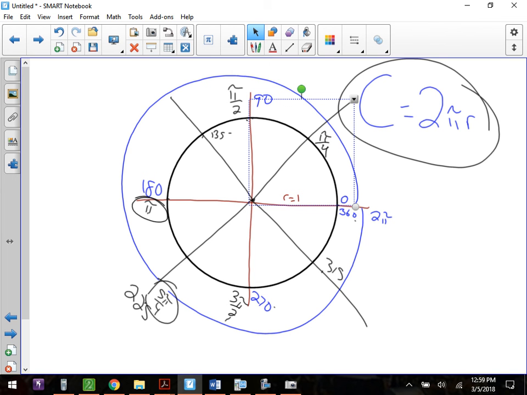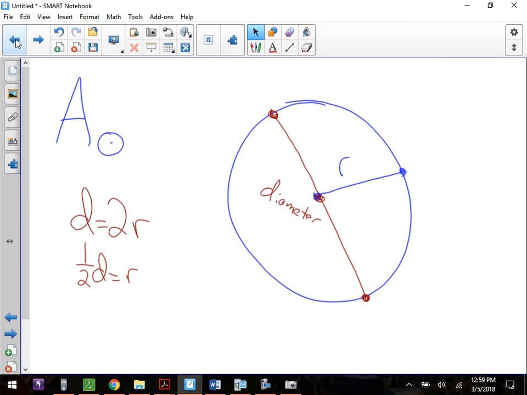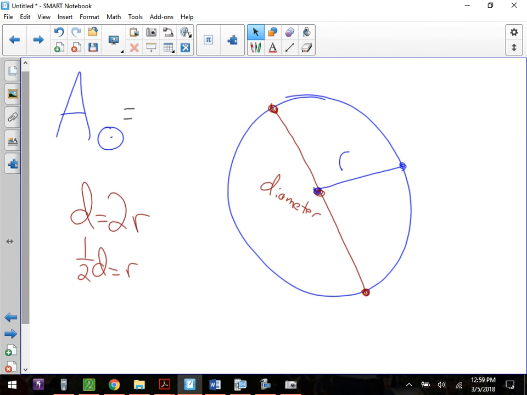Now, when you get to Algebra 2, you'll do this stuff for a month, at least. Trig stuff is huge in Algebra 2. Anyway, back to circumference. We know that area was pi r squared, and we know that circumference is 2 pi r. What's another name for 2 times radius? Diameter. So sometimes you'll see your circumference written as pi times diameter.